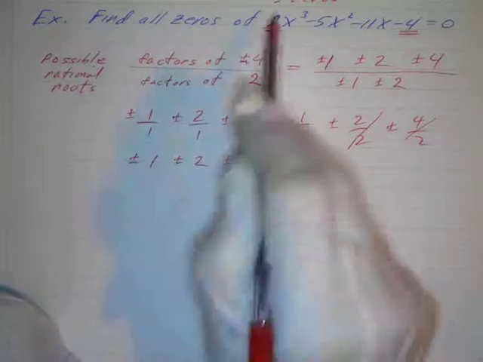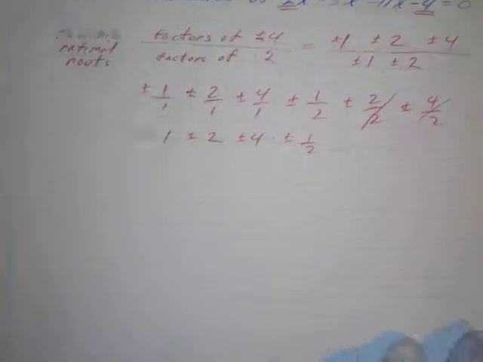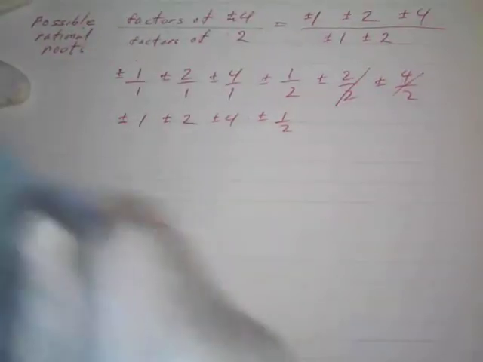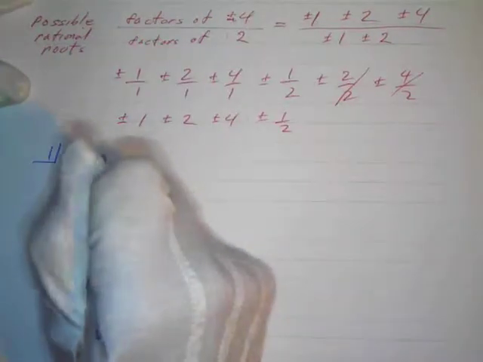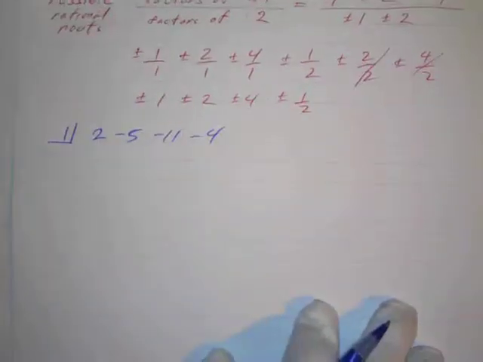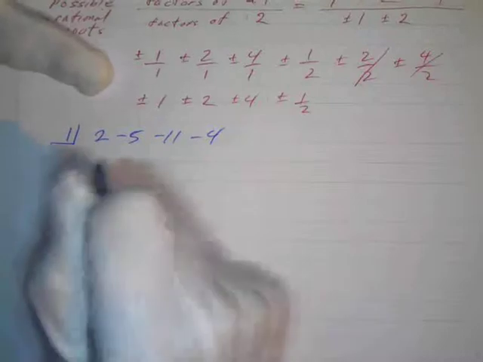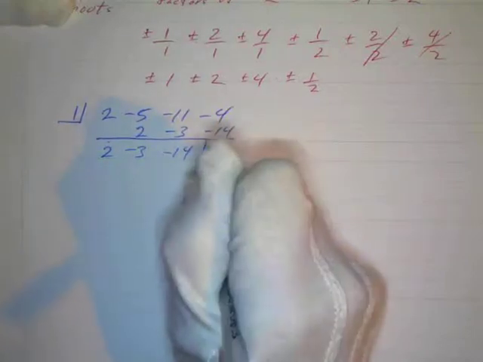I've got to check each of these using synthetic division to see if I can get a 0. So let's get to work. First of all, I'll try 1. We'll write our coefficients up here: 2, minus 5, minus 11, minus 4, and then we'll apply the process of synthetic division to see if this 1 goes in. Bring down my 2. 1 times 2 is 2. That's a negative 3. 1 times negative 3 is negative 3. When we add, that's a negative 14. 1 times negative 14 is negative 14. And when I add this, I get negative 18.